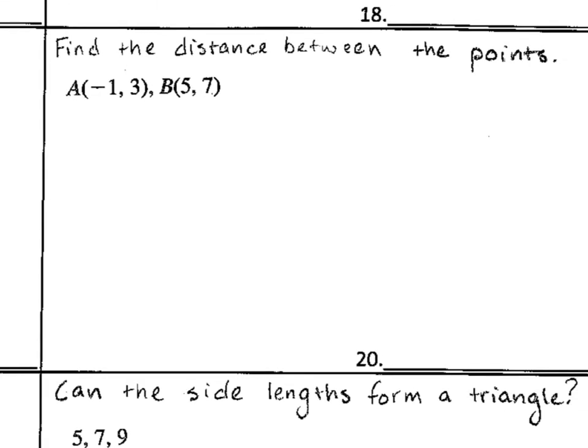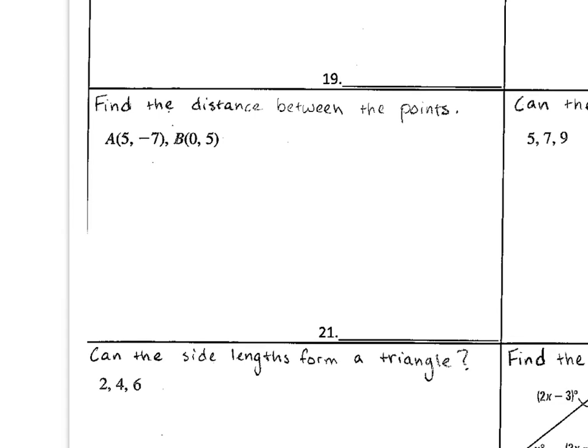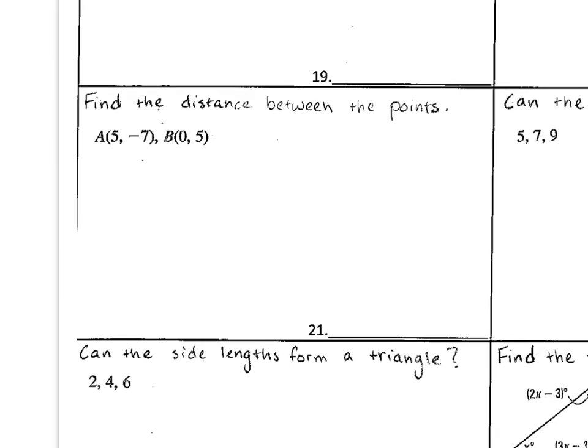In number 20, we want to find the distance again. Let me give you this formula again. It was on the first page. We're going to say x2 minus x1 squared plus y2 minus y1, and we're going to square it. And again, this would be x1, y1, x2, and y2 right there. Scroll down to 21. Exact same thing. Use the same formula as you did in number 20.